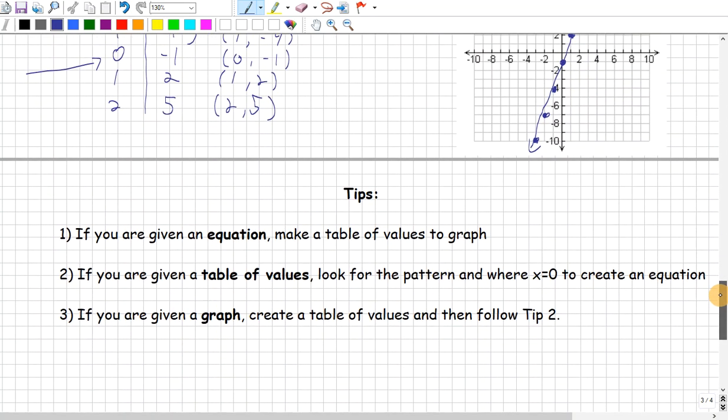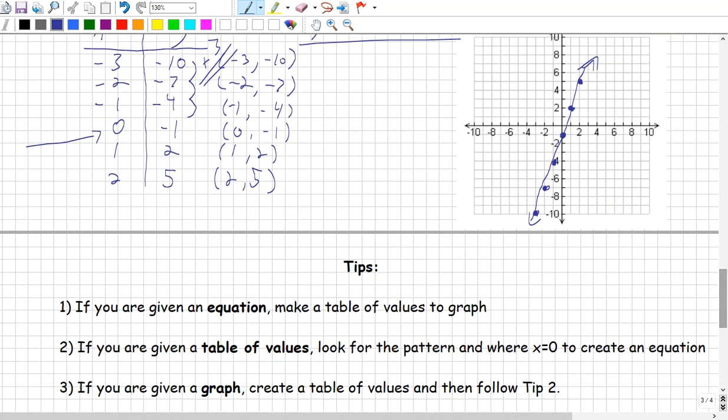So let's look at some tips. If you're given an equation, you should be able to plug values in, come up with values for x, -3 all the way to 3, if you can, or -3 to, in this case, 2. And then include that point 0, and then make your coordinate points and convert that to your graph. So if you're given an equation, you can come up with a table of values so you can graph it using your coordinate points.